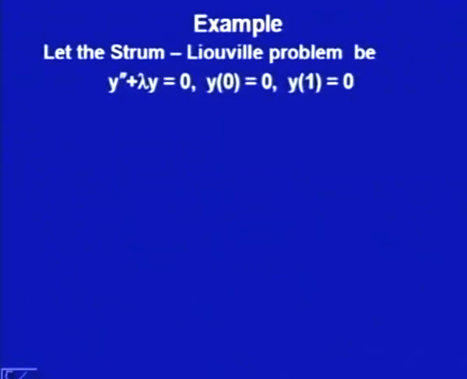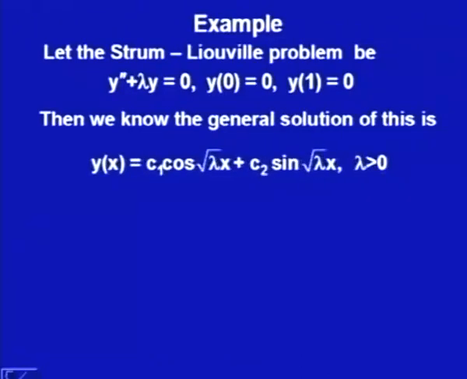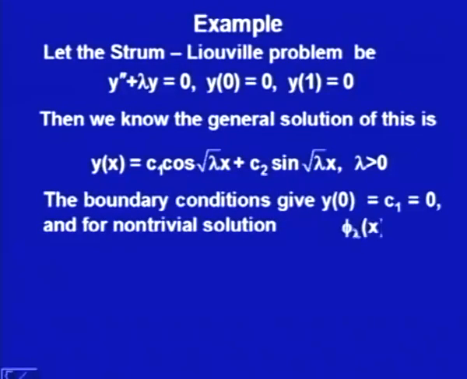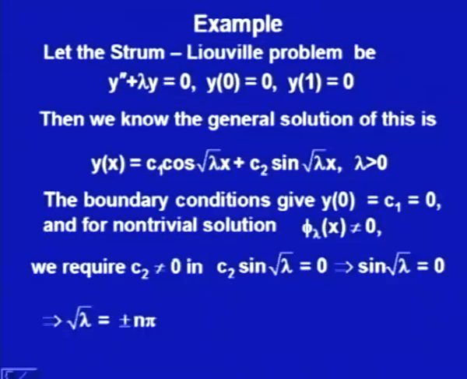Let our Sturm Liouville problem be the first one we have already discussed, y double dash plus lambda y is equal to 0, y at 0 is 0 and y at 1 is 0. Then we do know that the general solution, which we had already done, is C1 cos root lambda x plus C2 sin root lambda x, lambda greater than 0, because for lambda positive only this has eigenvalues, and the corresponding boundary conditions had given us a non-trivial solution. You do remember this, just now we have done C2 sin root lambda is equal to 0, or we do require sin root lambda is equal to 0. This says root lambda should be of the form plus minus n pi, this is the eigenvalue, or lambda is n square pi square for n is equal to 1, 2 and so on.